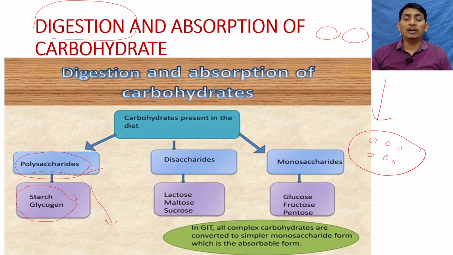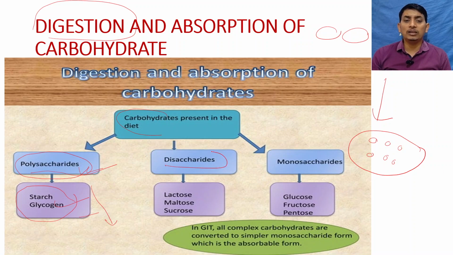Always remember, digestion takes place in our GI tract, either in the mouth, stomach, or small intestine. But carbohydrate digestion starts from the small intestine, which we are also going to discuss. The carbohydrates found in our diet, first, are polysaccharides, either starch or glycogen.